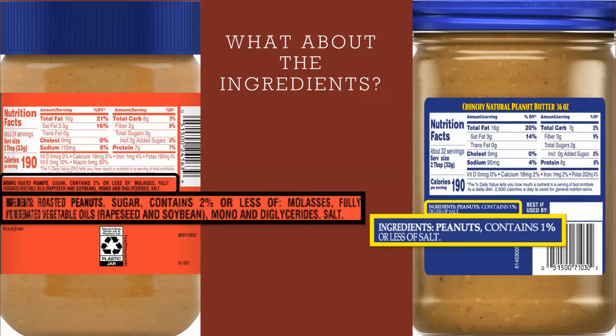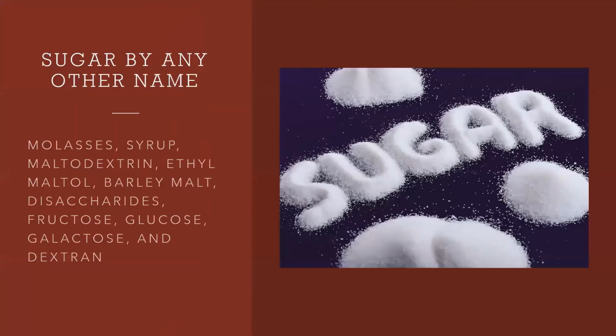That's why it's better to look at the grams of something or the milligrams of something in the amount per serving. Now we're going to move on to the ingredients. Both these items are peanut butter, but the ingredients list is quite different. So how do you read ingredients? What does it mean? It's peanut butter, right? It's a little more than peanut butter.